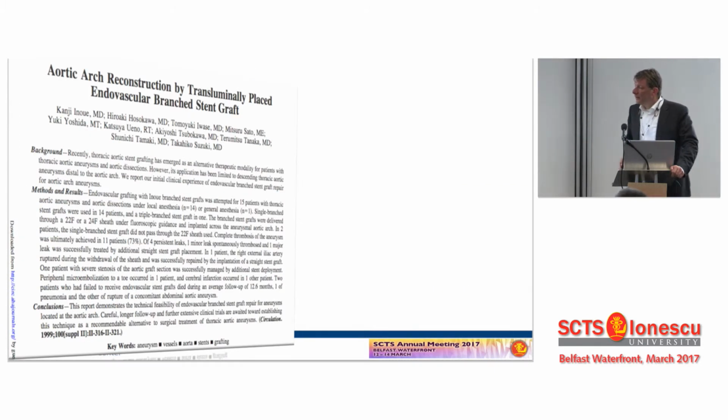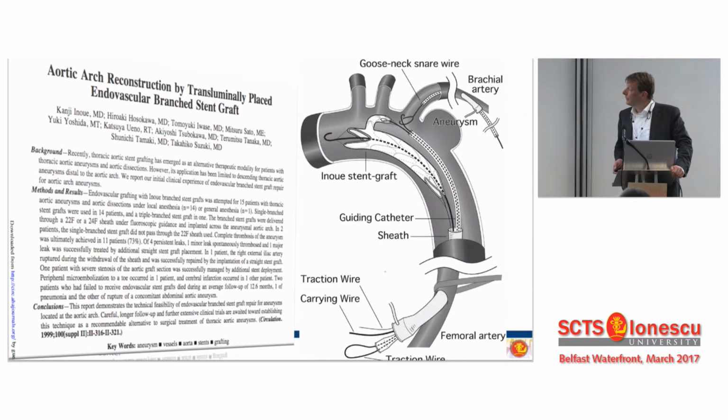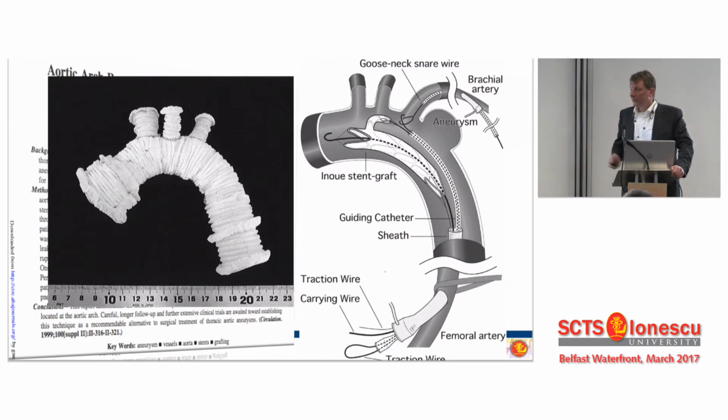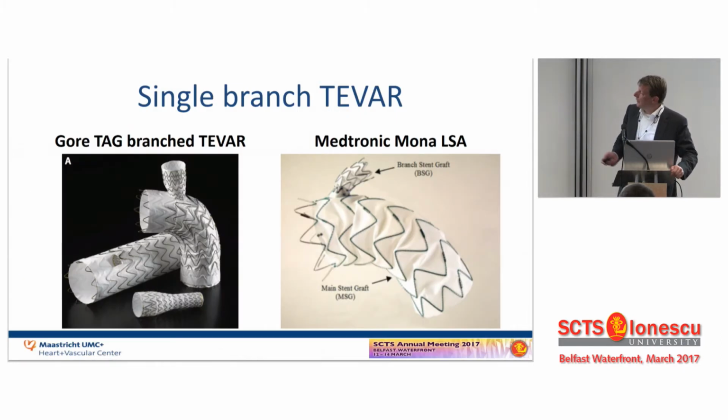In 1999, there was the first publication about total arch repair using this Japanese stent graft. He had a series of 15 patients, and in this series, only one had a 3-vessel branched fenestrated stent graft. It looks quite neat if you look at stents nowadays, but it worked well.